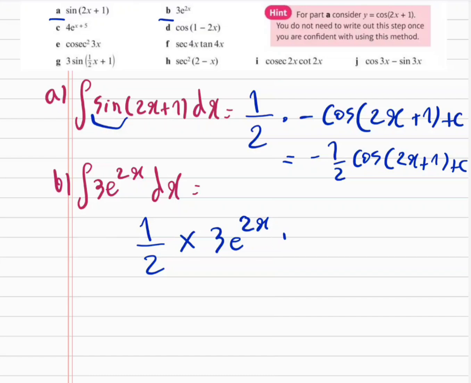And we also have the constant of integration. This can be written as 3 over 2 e to the 2x, plus c.